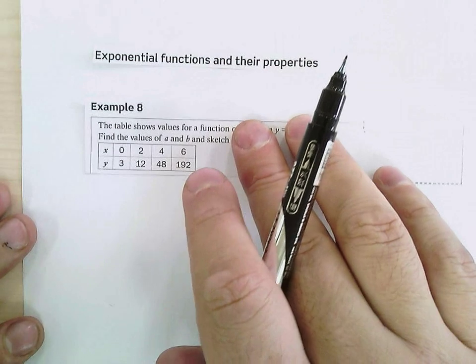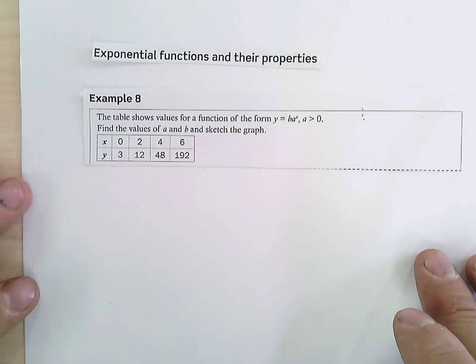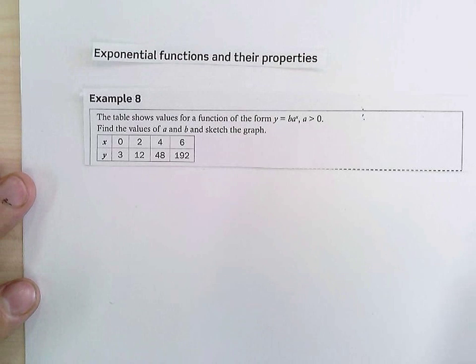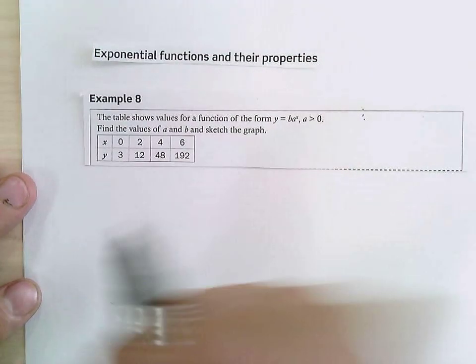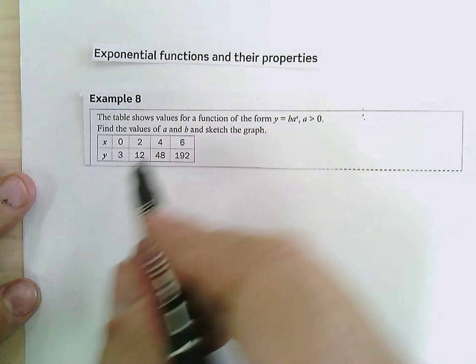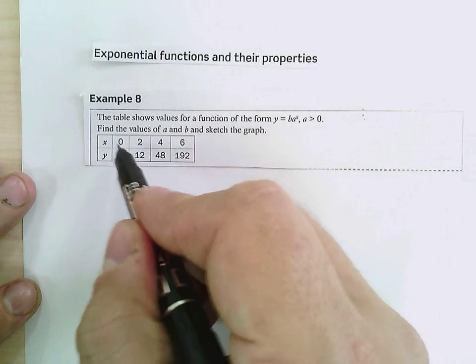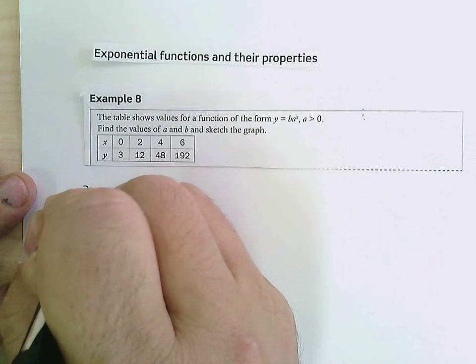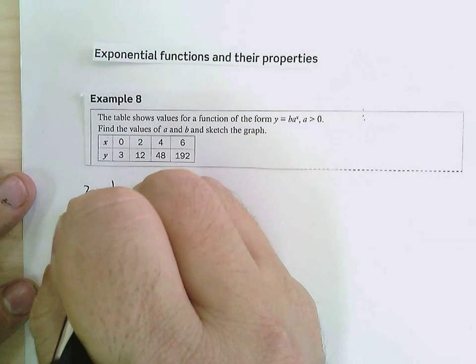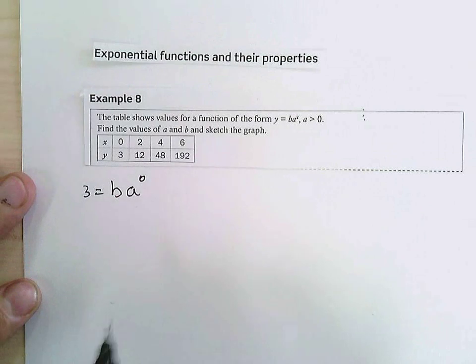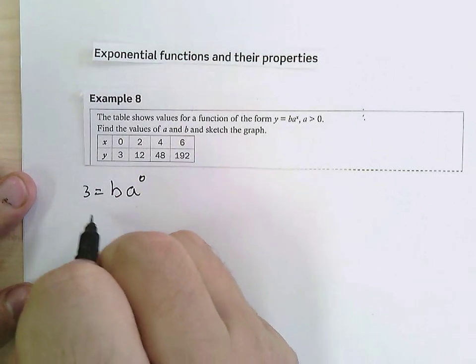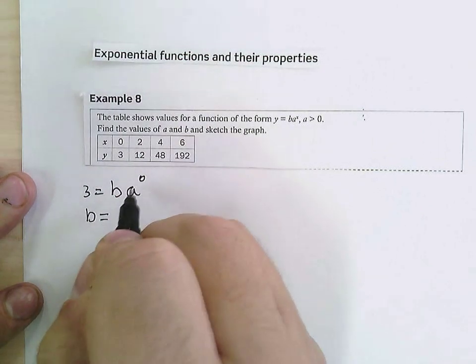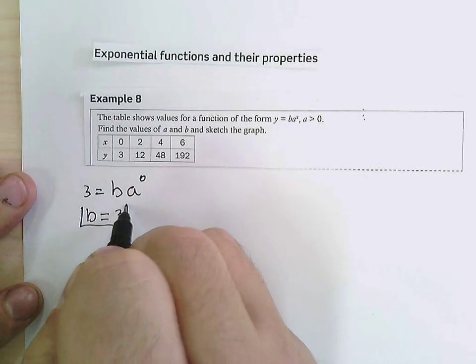If we look at example 8, it says the table shows the values for a function of the form y is equal to b times a to the x, where a is greater than 0. Find the values for a and b, and then sketch the graph. The first thing I want to do with a problem like this is use my initial condition at x equals 0, y equals 3. That'll always help me out. When y is equal to 3, I have b times a to the 0, and since anything to the 0 power is 1, I end up with b is equal to 3, so I've got a value for that.